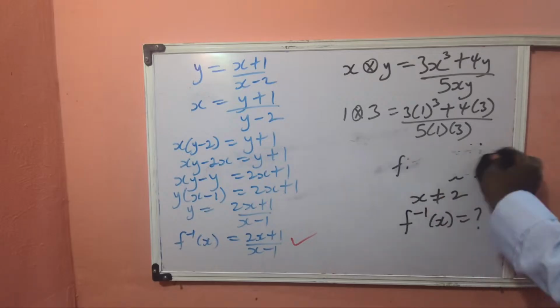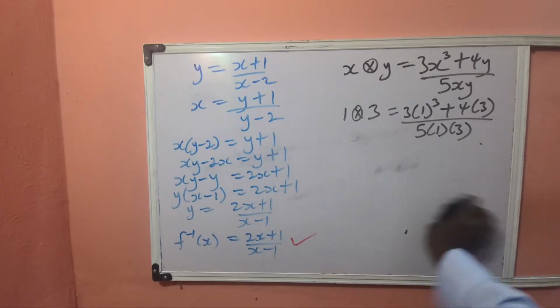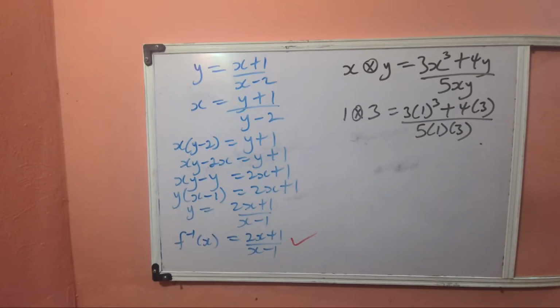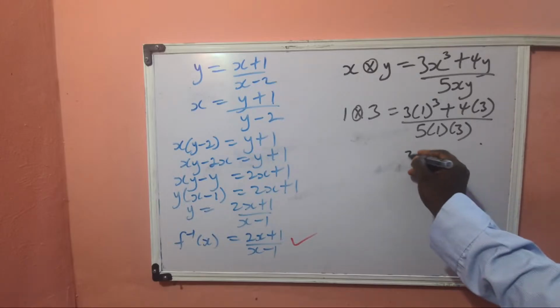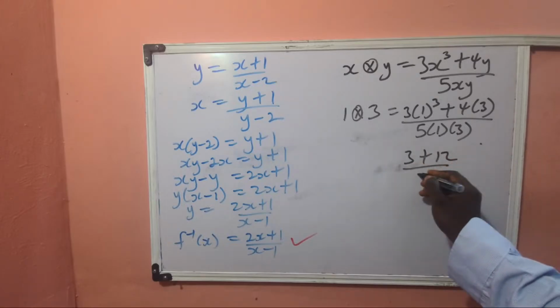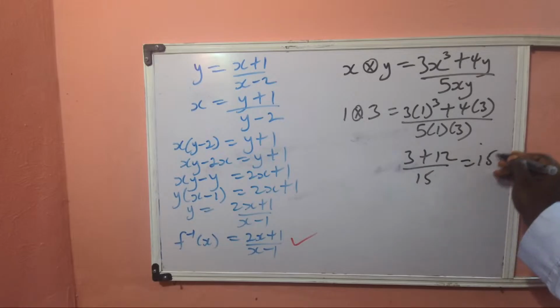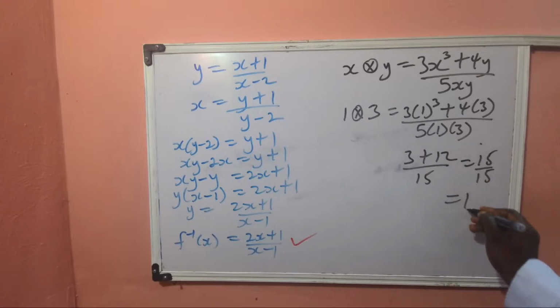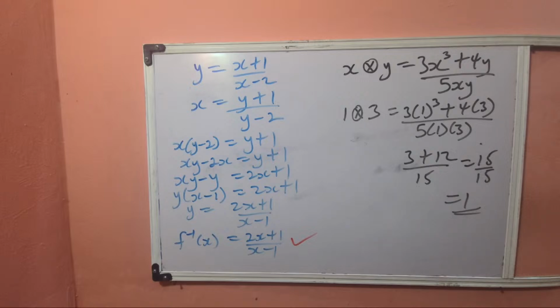So what do we have next? 1 raised to power 3 is going to be 1, so we have 3 plus 12 over 15. This is 15 over 15. The answer is 1. Can you see how easy it is to really excel in A-level mathematics? These are the questions that once you have an understanding of what's going on, you can never go wrong.